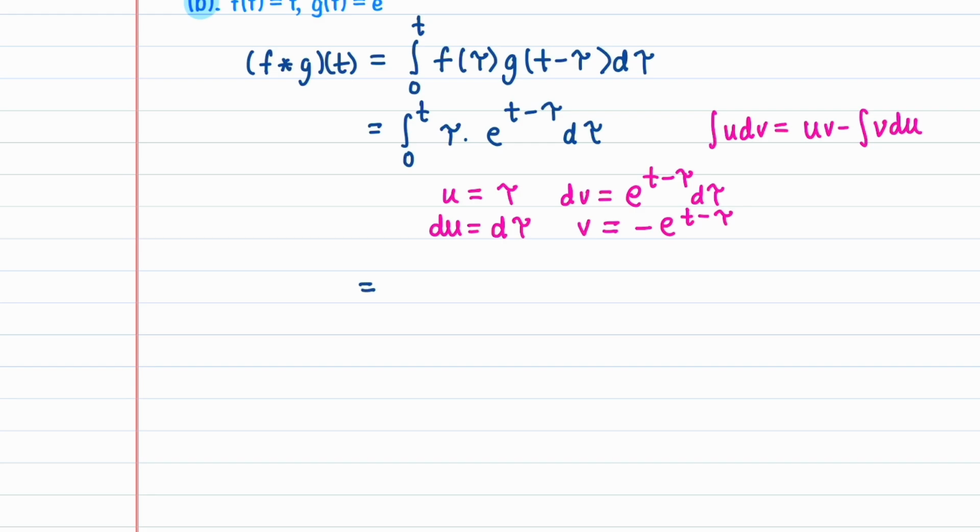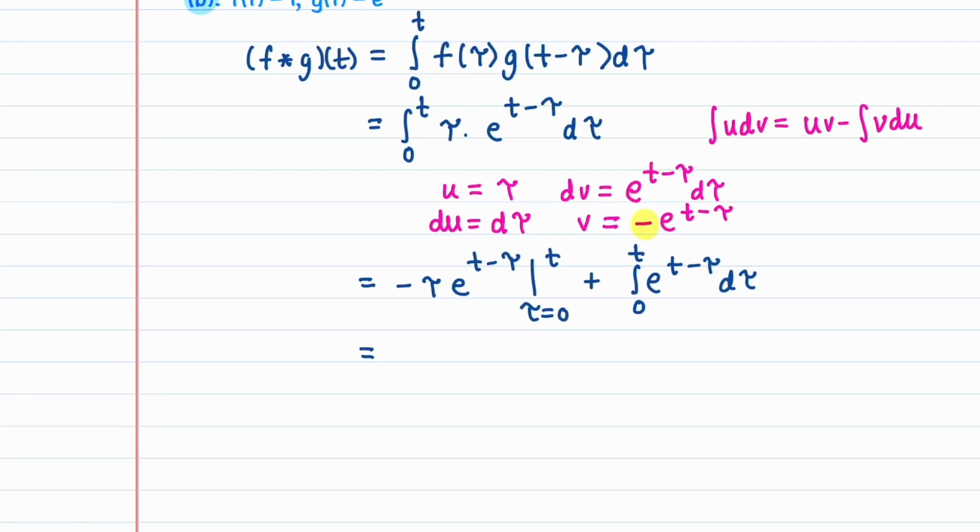Let's now see what this gives us. We have u times v, so this is minus tau e to the t minus tau, and we're going to integrate from tau is equal to 0 to t, and then we subtract off the other piece. There's already a negative on this piece, so we have minus and negative, so we have a positive, the integral e to the t minus tau d tau, and we're going to integrate from 0 to t. Let's hold off evaluating this first piece because we can combine it with the next piece that we're going to get.